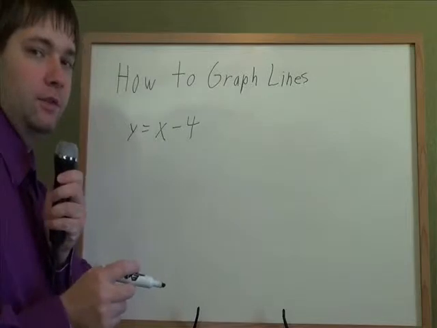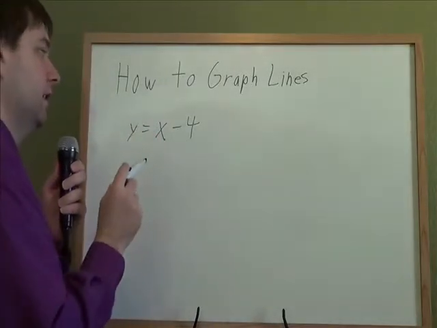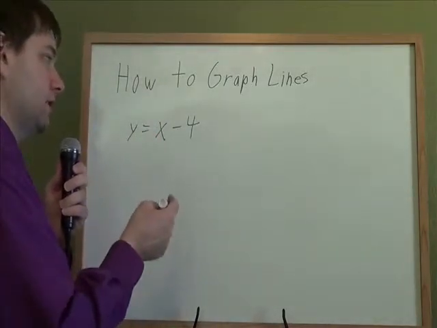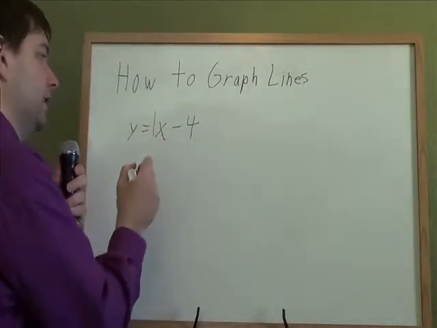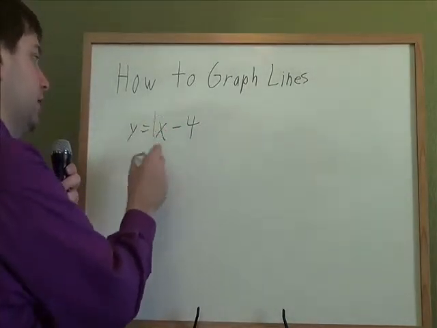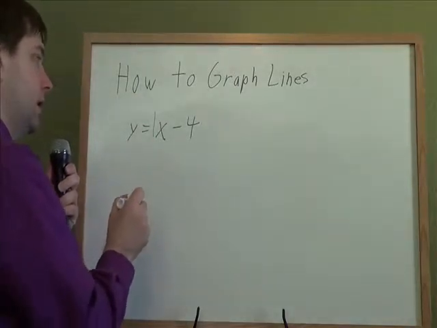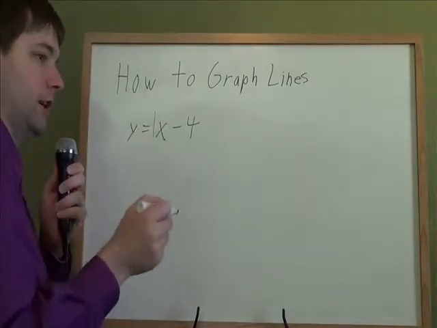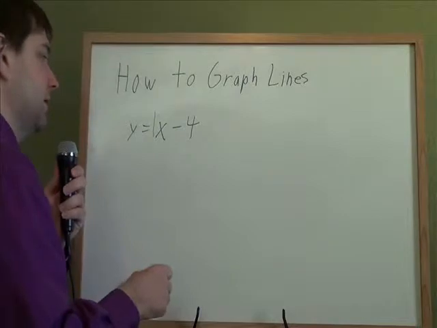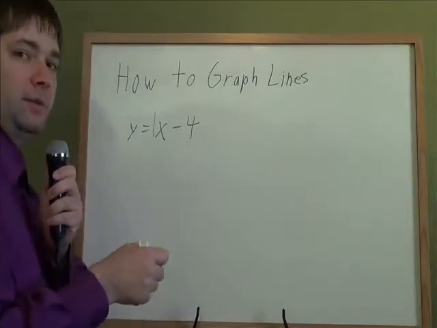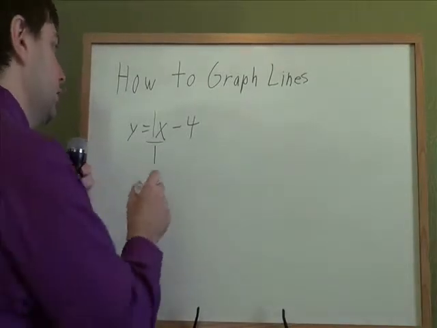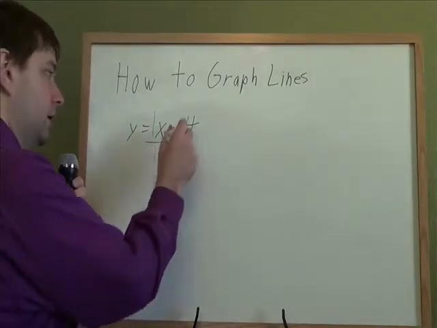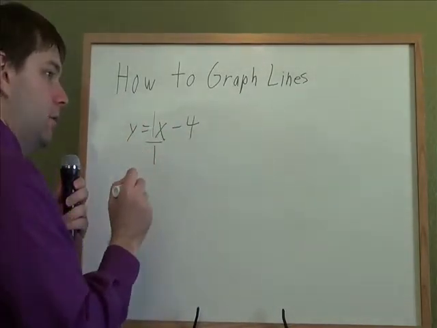Alright, now what do you do when there's not anything next to the x? Well, if there's nothing next to the x, that means how many x's are there? There is exactly 1x. You can always turn x just into 1x. And then once you have 1x, that's not a fraction. So what do you do with a slope that's not a fraction? Well, as we learned on the last problem, you make it a fraction. You put it over 1. So now we have a slope of 1 over 1 and a y-intercept of negative 4.